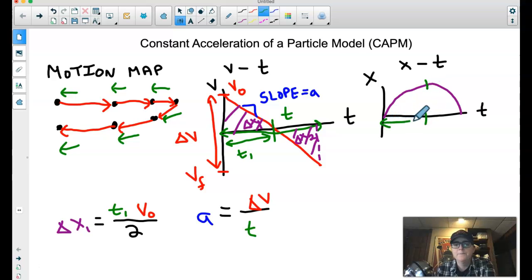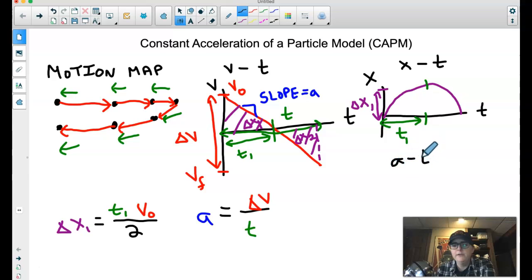this would be what I labeled T1 on my VT graph. And then the vertical on this graph tells me about how far I traveled. So that would be my delta x1. The area of a position time graph doesn't really tell us anything useful, so it's mainly the slope that we're going to use.